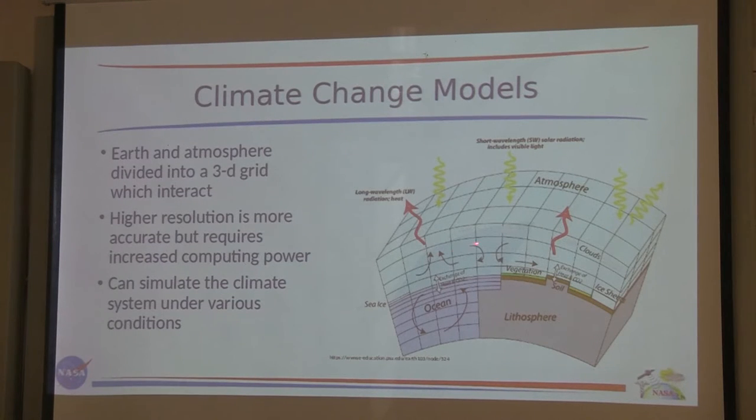Even if it's a fairly simple equation, it has to be done for every single cell, especially for the atmosphere, in both the vertical and the horizontal directions. So we generally like high resolution models. However, they use a lot more computing power. And what's nice about them is, depending on how you parameterize them, you can look at how the Earth or the climate system would work under different conditions.